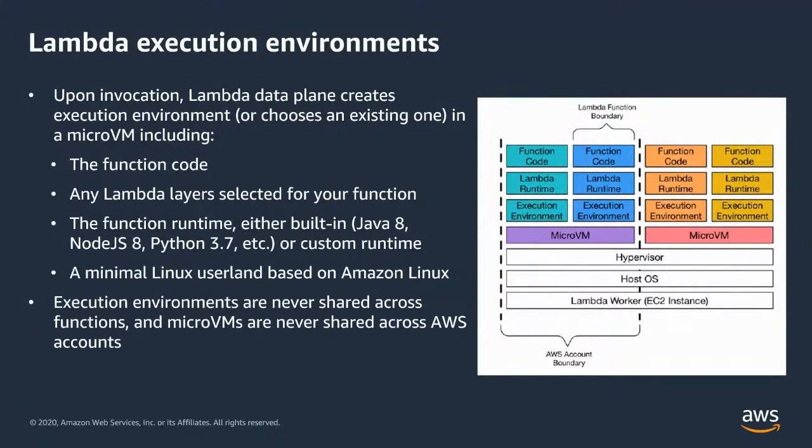So Lambda's execution environment, this is where it goes into how Lambdas even execute, right? You need to understand how it works so that you can understand the whole security aspect of using serverless in the first place. So when you invoke a Lambda, what Lambda does is it creates something known as a data plane, right? And this data plane will have all the function code. It will have the Lambda layers, any dependencies. It will have the runtime for the code, and it'll have a minimum Linux userland that's based on Amazon Linux, which is our version of Linux. And this execution environment is never shared across functions, and micro VM.